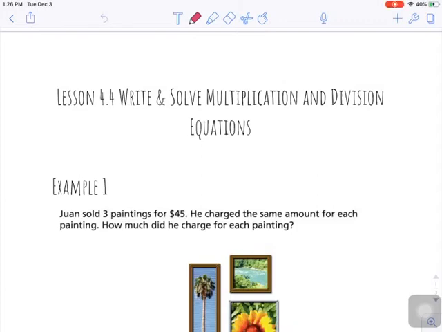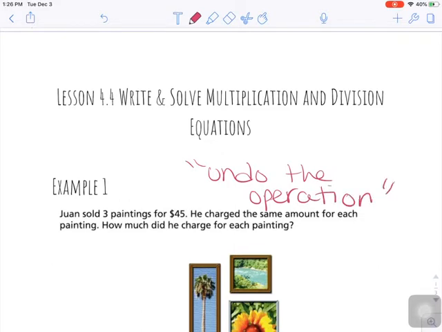Okay guys, so today we're going to be walking through lesson 4.4, which is all about how to write and solve multiplication and division equations. If you remember from the last video, we talked about how to solve addition and subtraction, and we talked about undoing the operation. We are going to use the same method here when we are doing multiplication and division. So thinking about what is the opposite of the operation, how can we undo it?